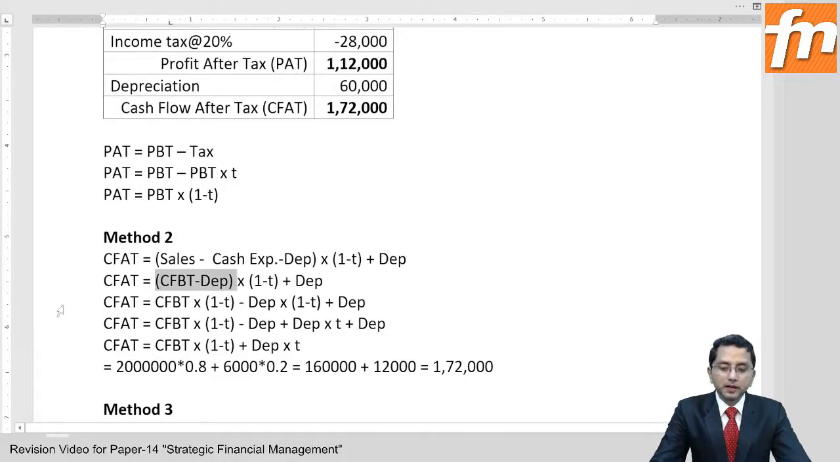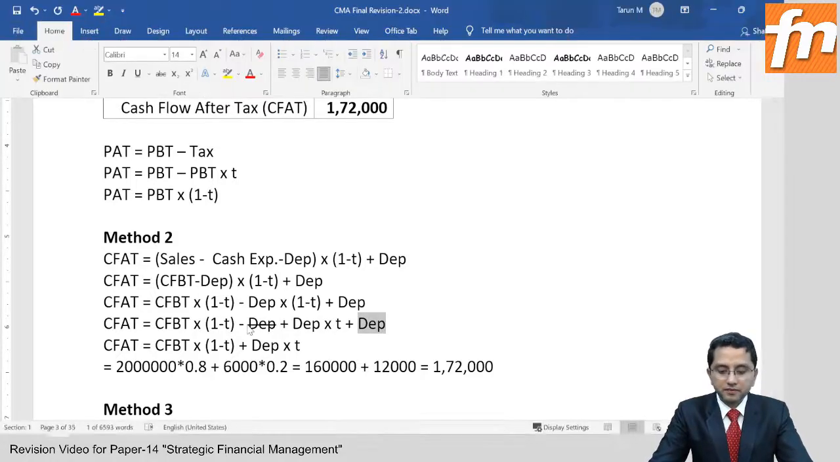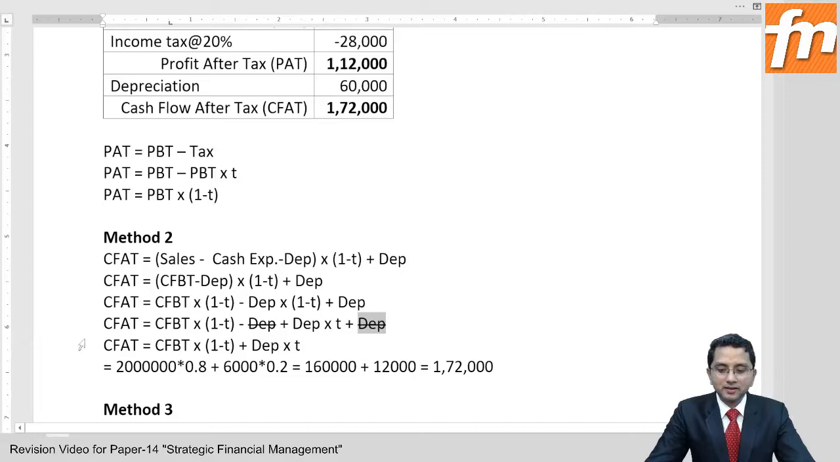If I open this bracket now, it will be CFBT into 1 minus tax rate minus depreciation into 1 minus tax rate. Then I'll open this bracket. If I open this bracket, it will be minus depreciation plus depreciation into tax rate. Once this happens, then look here. This minus depreciation thing and plus depreciation thing will be cancelled out.